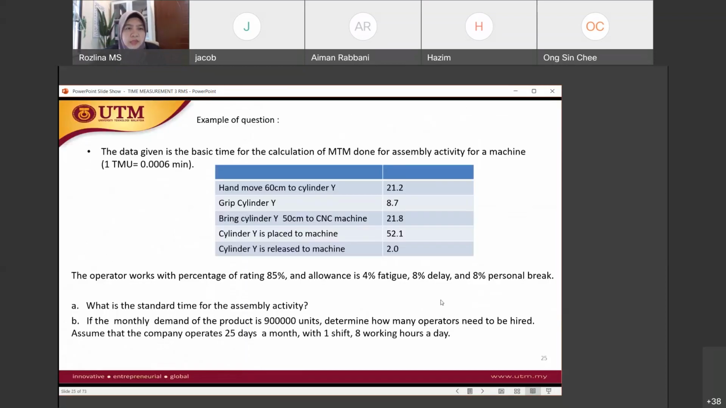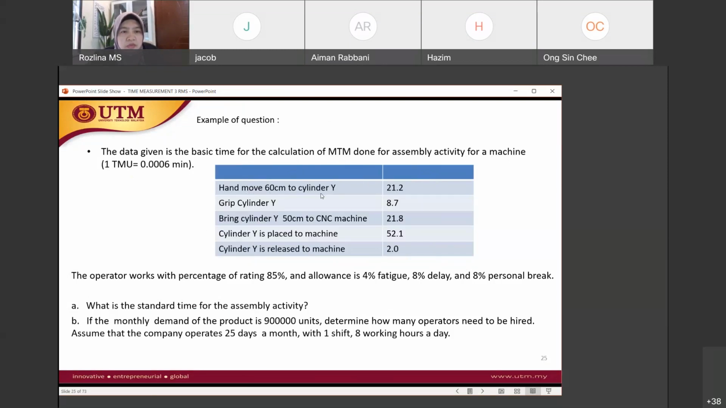Okay, now we go to the example. We are not going to use the MTM elements, we only use the results. This is the activity and this is the TMU. The data given is the basic time for the calculation of MTM, done for an assembly activity for a machine.